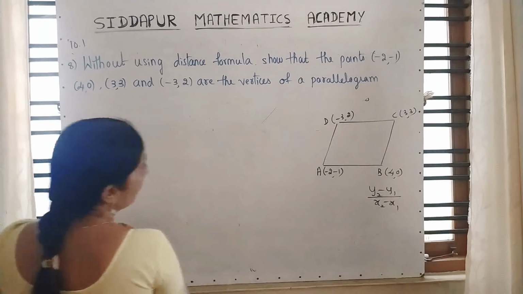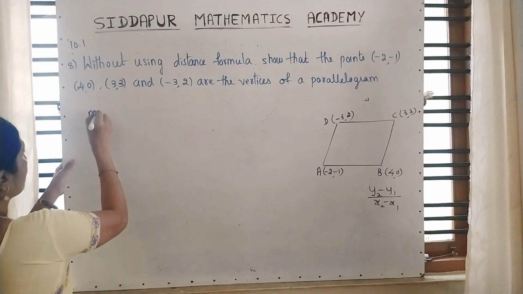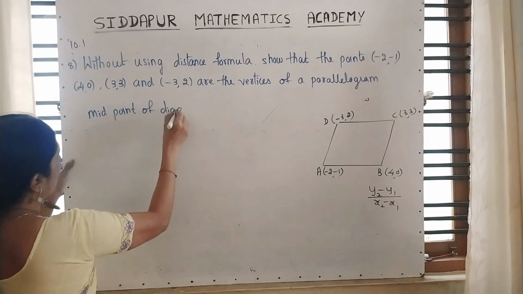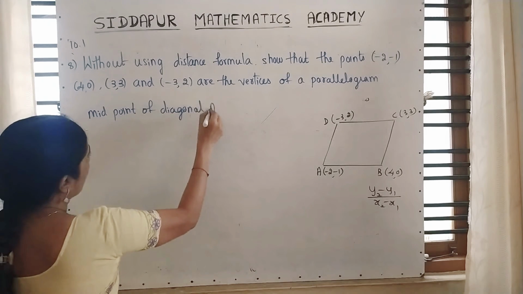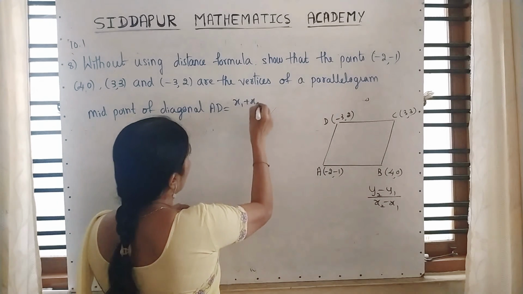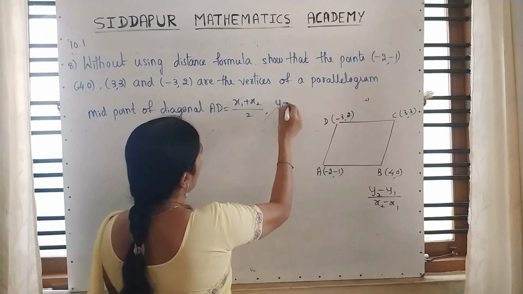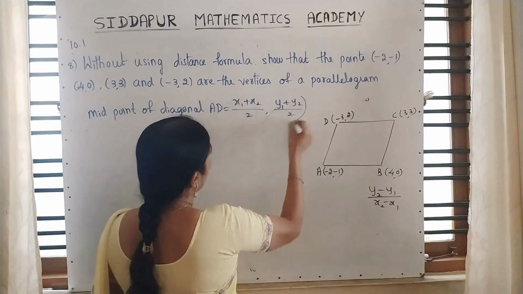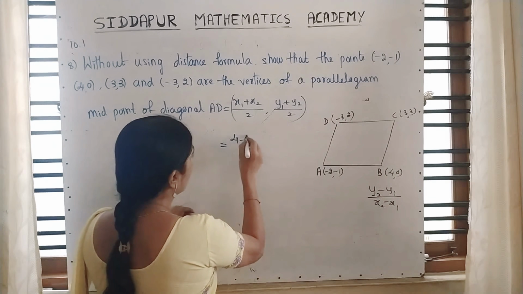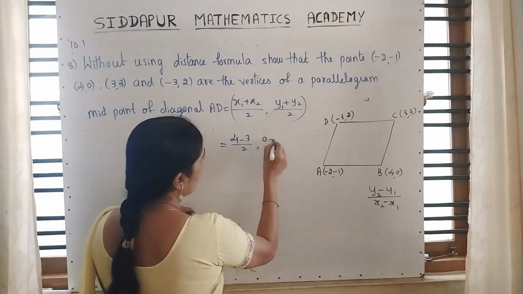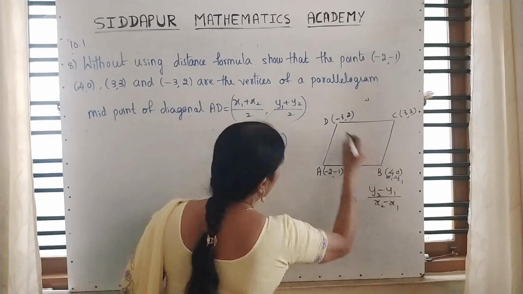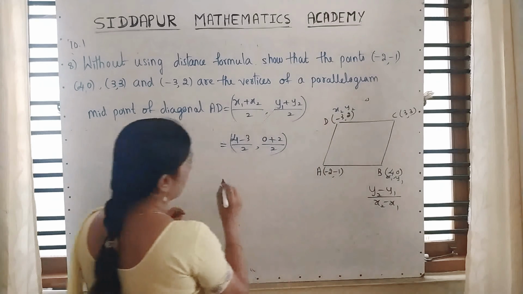Now I am calculating the midpoint of diagonal AD. The formula is (x1 plus x2) upon 2, comma (y1 plus y2) upon 2. Here, this is x1, y1 and this is x2, y2. Remember, this is x1, y1 and this is x2, y2 for students' reference.